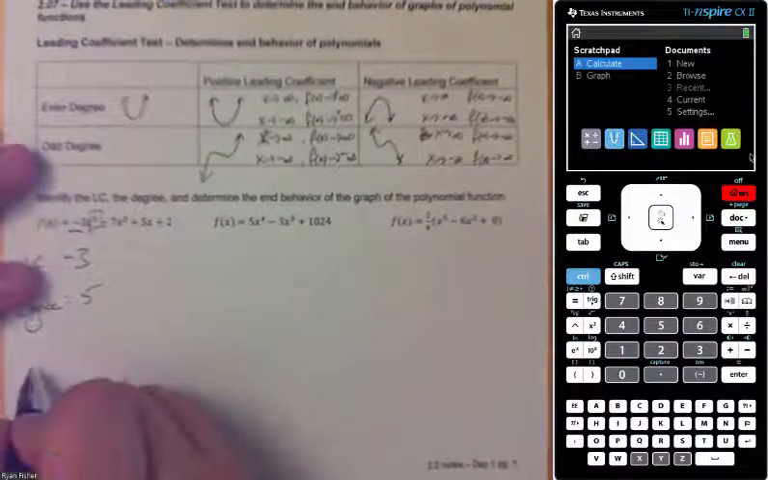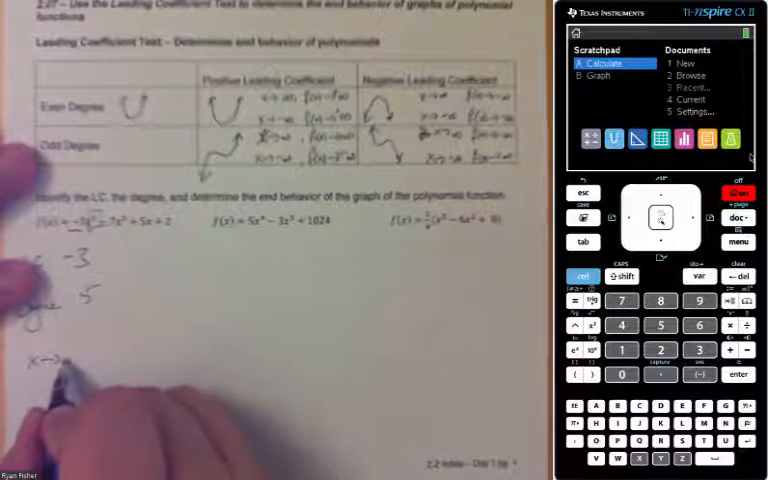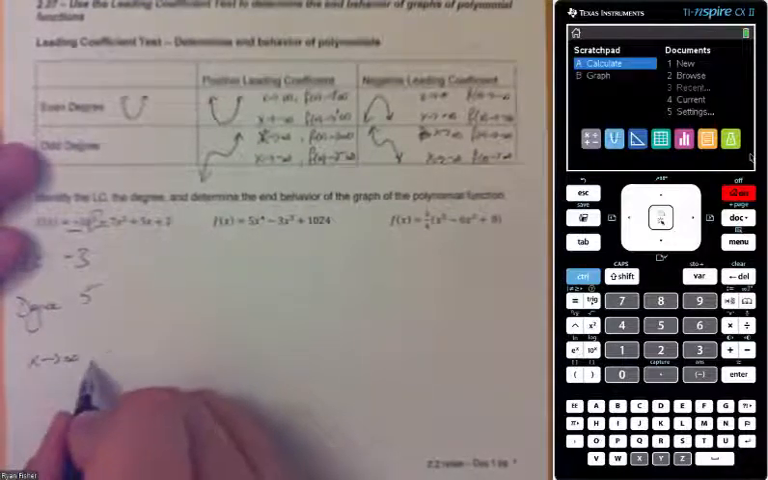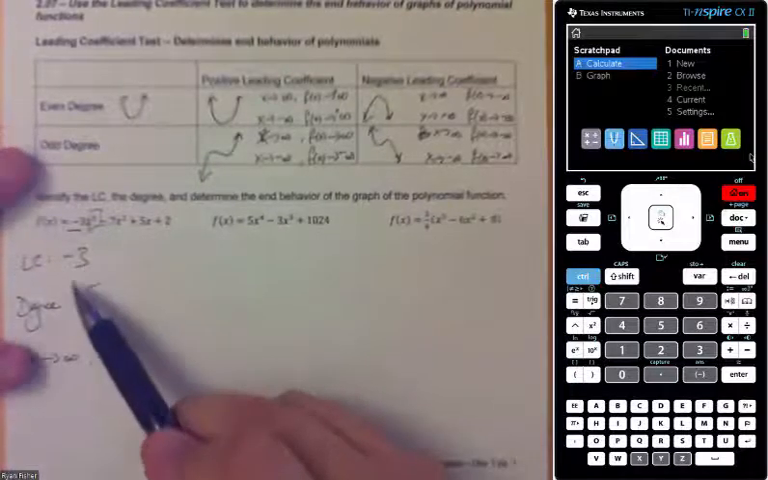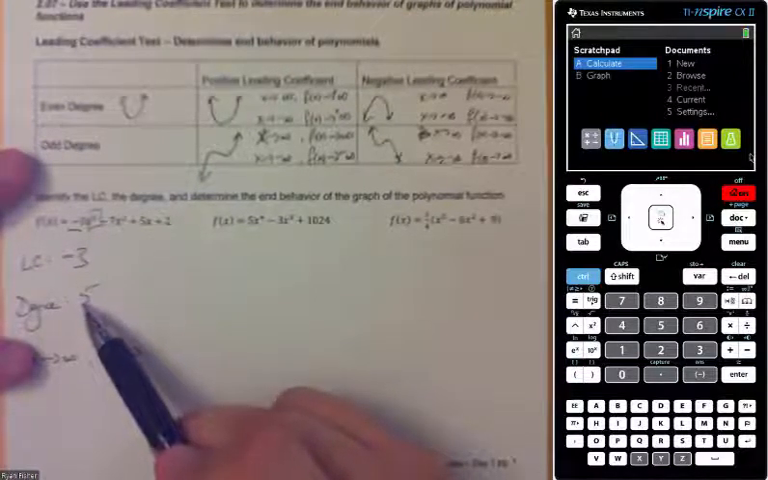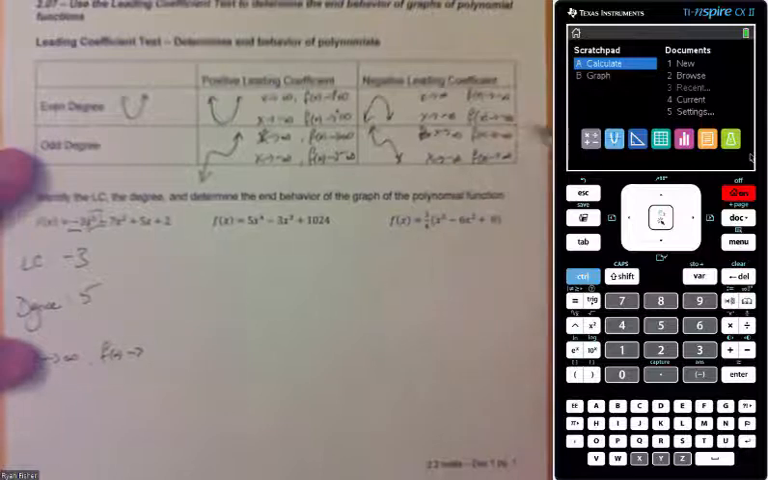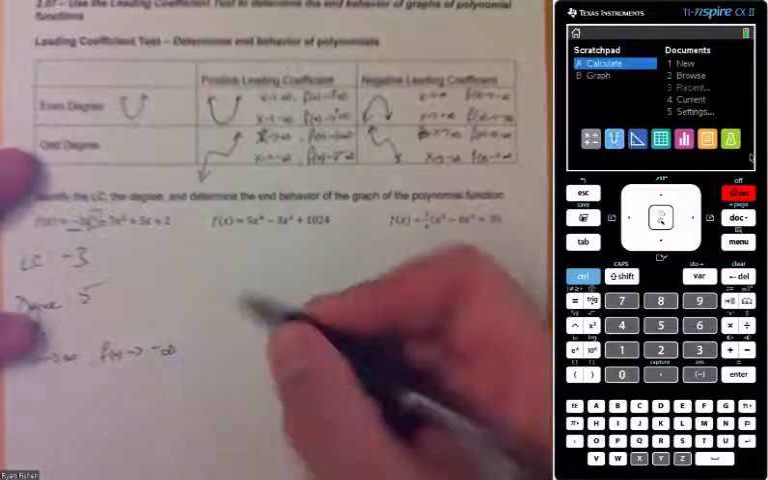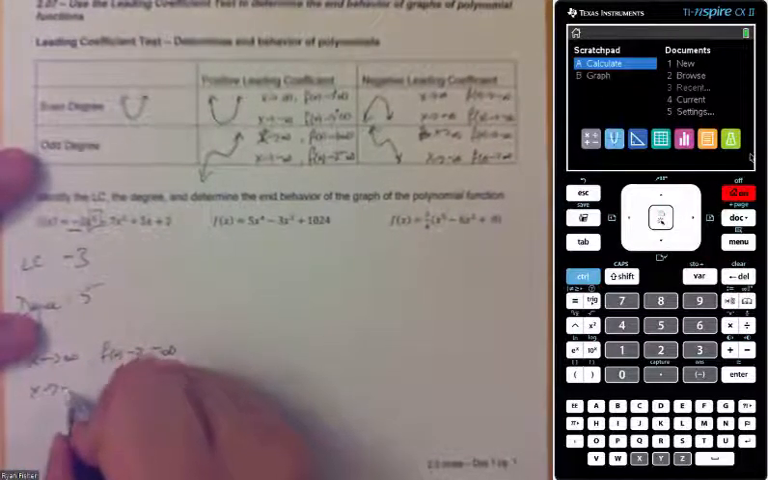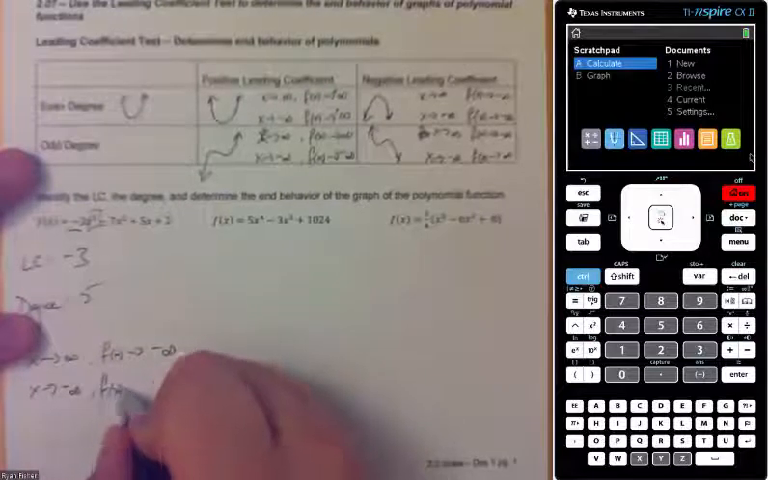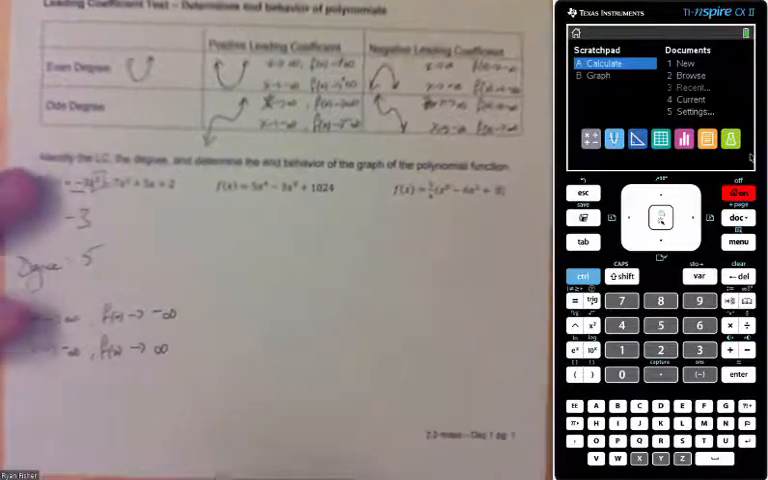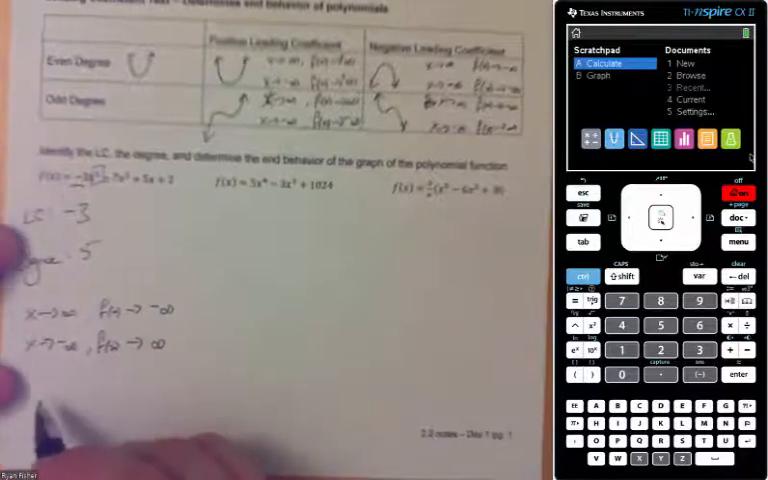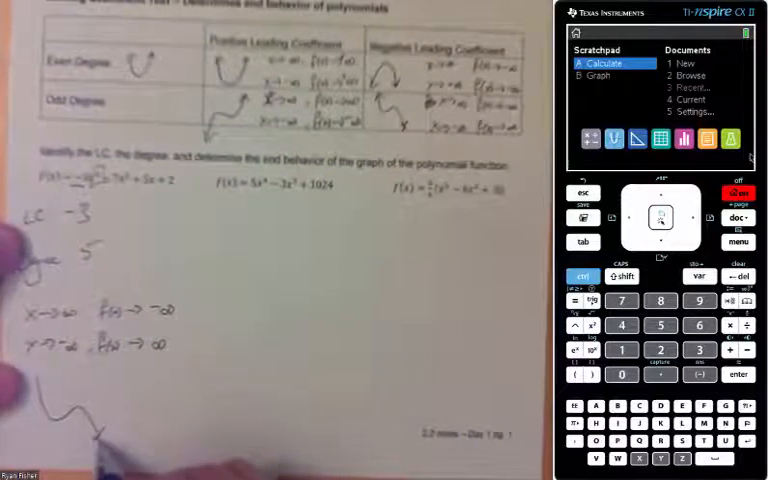So what's the end behavior? As x tends to positive infinity, well, this is a negative leading coefficient of odd degree. That's like this guy that tends to minus infinity. And as x tends to minus infinity, the output tends to positive infinity. Again, to sketch this thing, it looks something sort of like this.